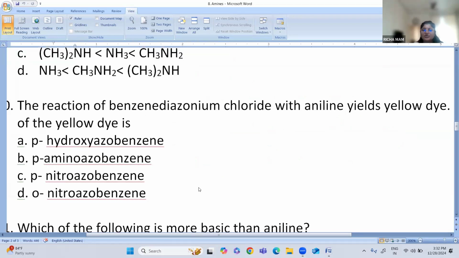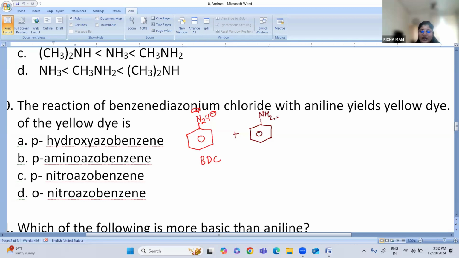The reaction of benzene diazonium chloride with aniline. So what is benzene diazonium chloride? This is benzene N2+ Cl-. This is your BDC, benzene diazonium chloride. So when benzene diazonium chloride reacts with your aniline, it is called a coupling reaction.